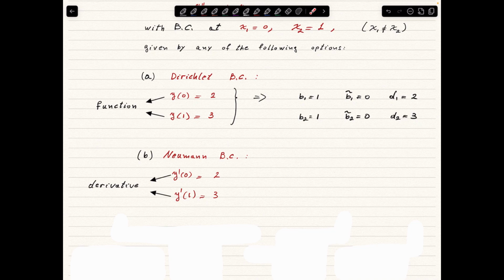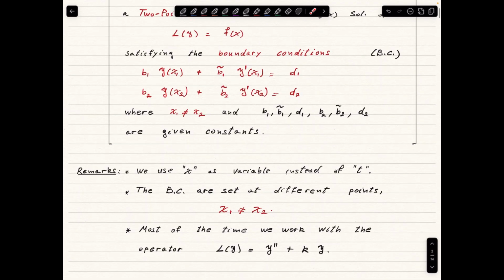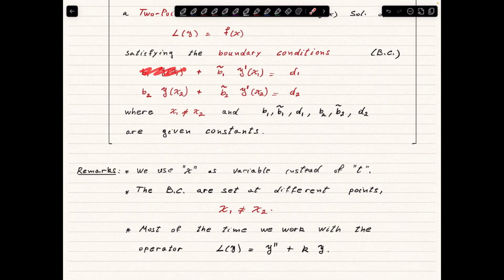You can see that this is the particular case of this boundary condition when this coefficient is 0, this coefficient is 0, this is 1, this is 1, and I put here 2 and 3. So these conditions here.